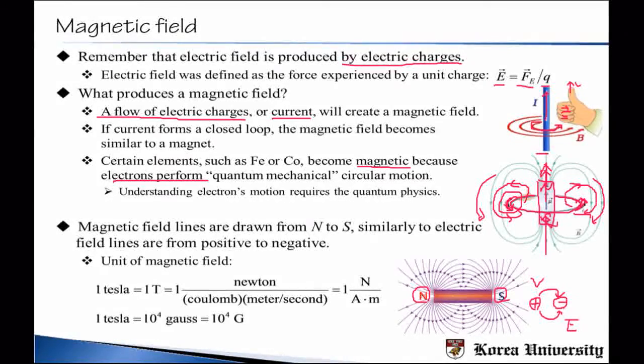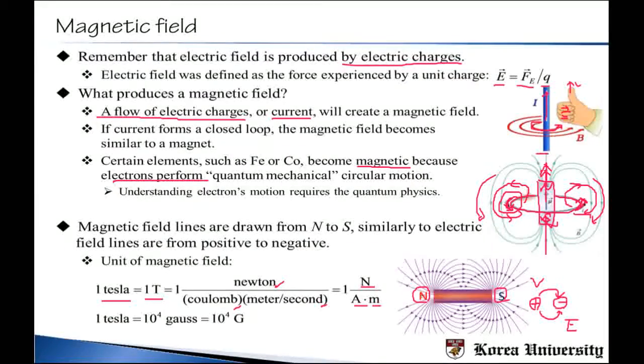Now we will try to express the magnetic field using mathematical equations. Before doing that, let's think about the unit of the magnetic field. For the unit of the magnetic field, we use T, which means the Tesla. 1 Tesla is equal to 1 Newton divided by Coulomb multiplied by meter per second. And this is also equal to 1 Newton per ampere meter. It's a little bit difficult, right? But please remember that as much as you can.